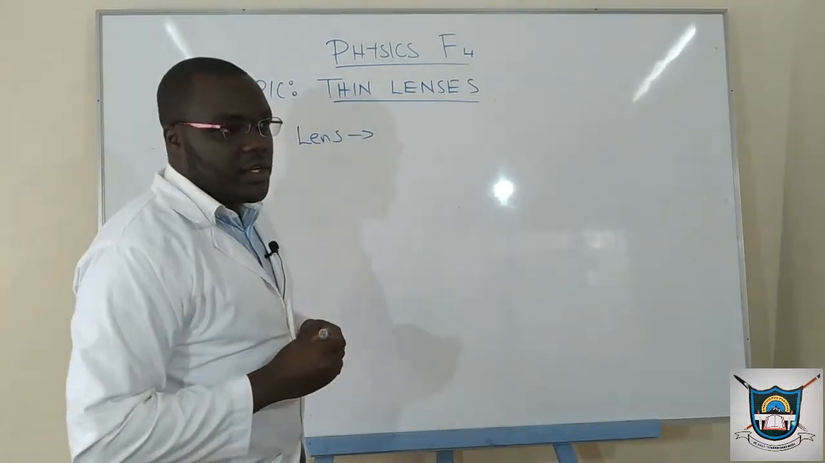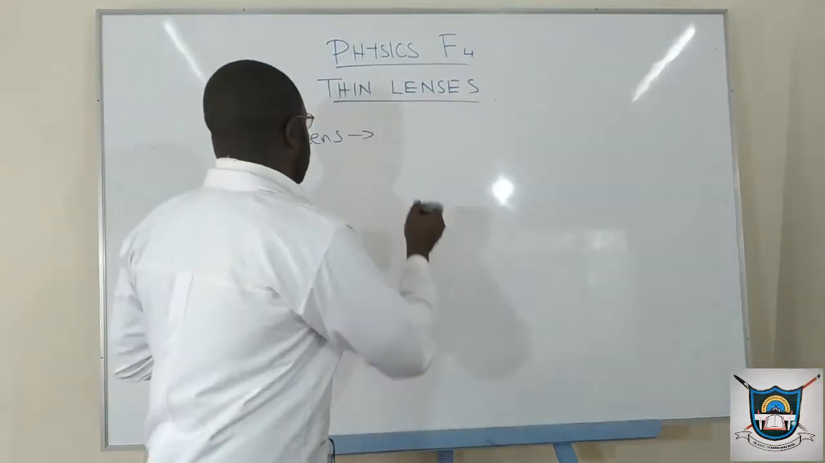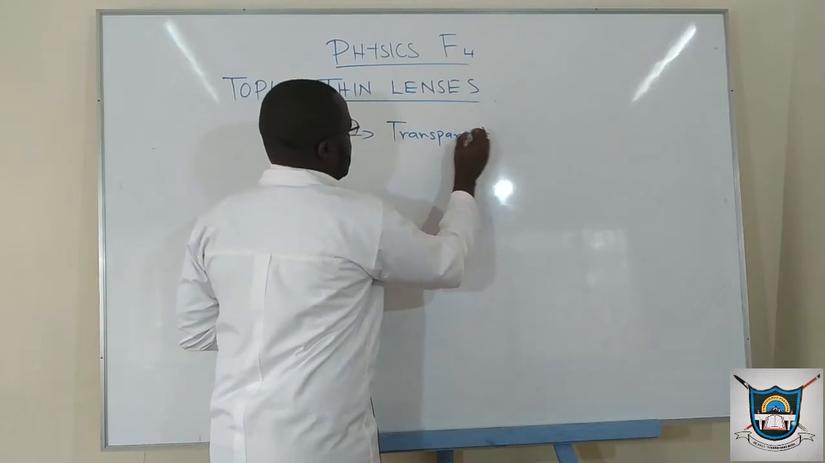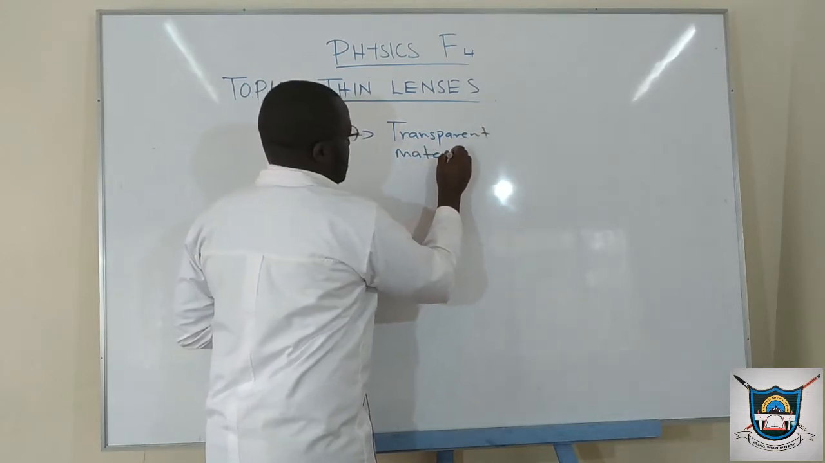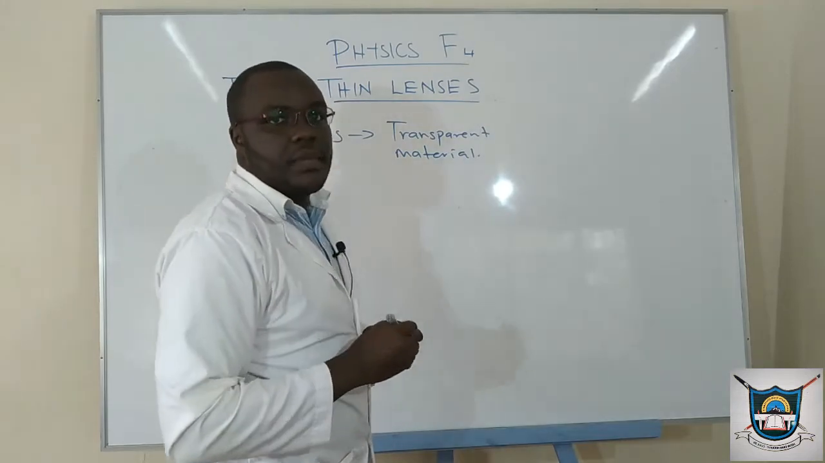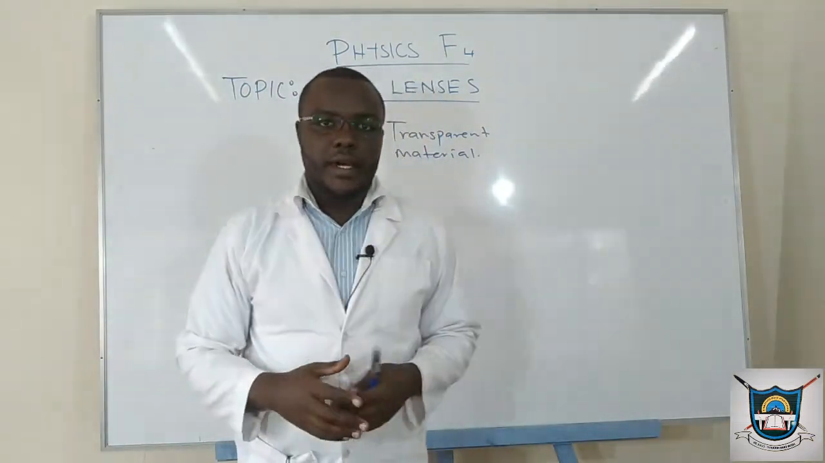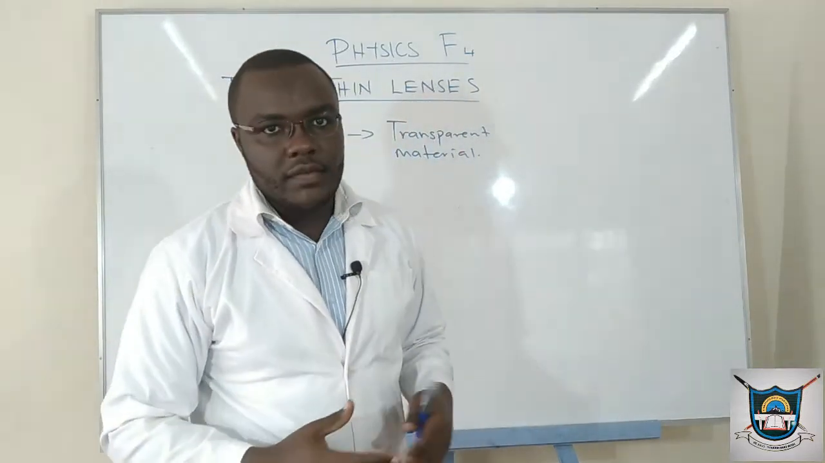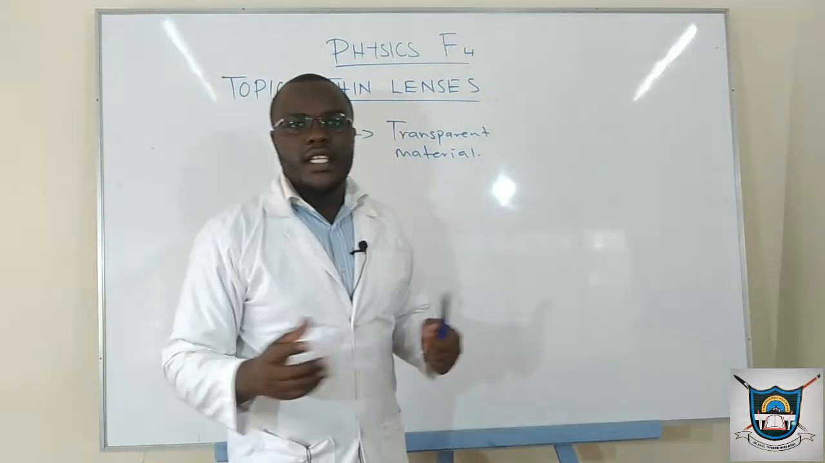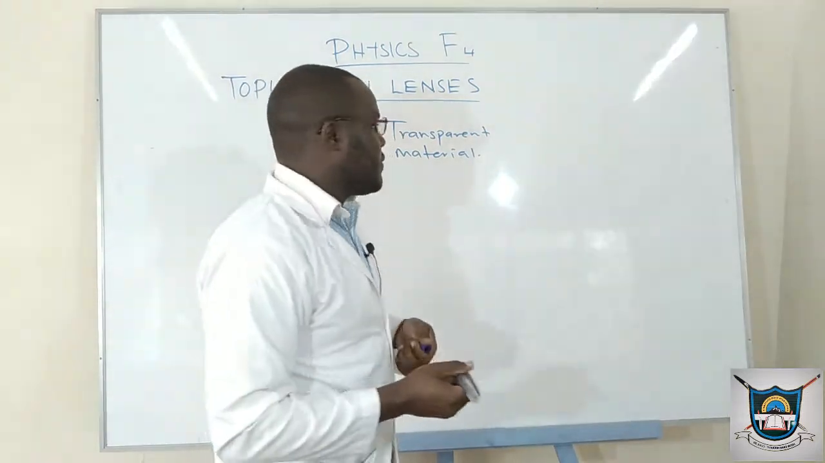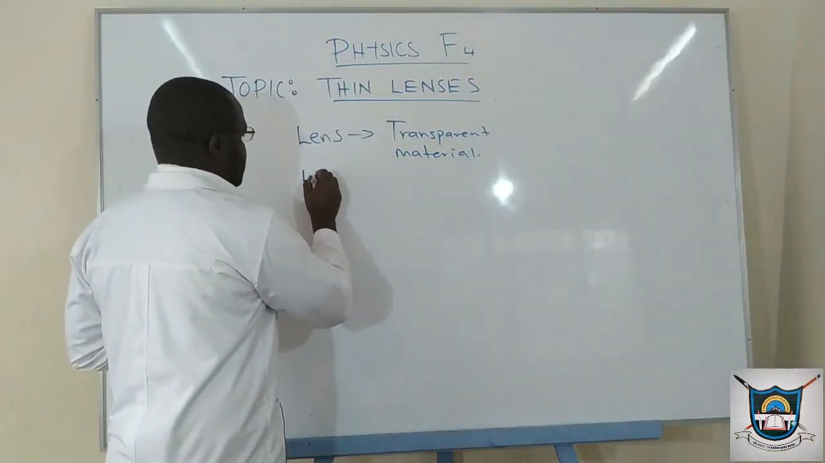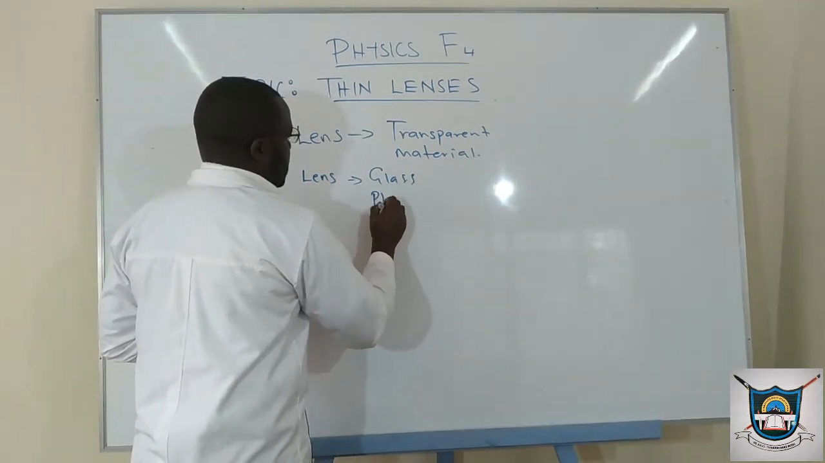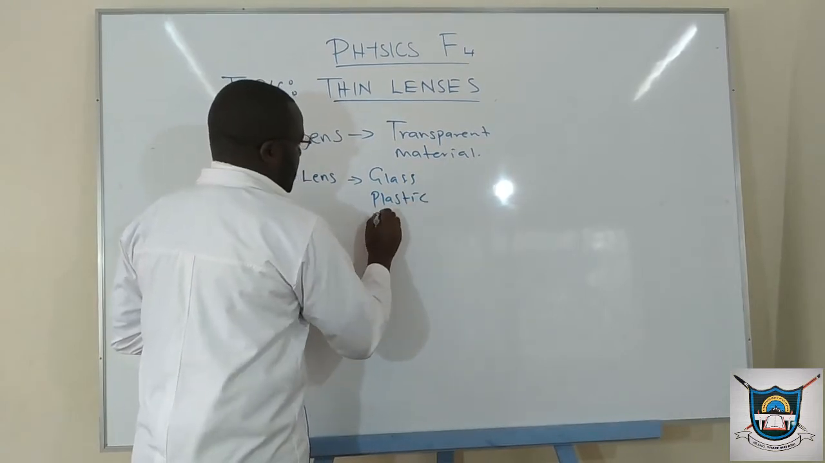Now, we know or we have seen lenses. A lens is an object that is made of a transparent material. We know that material can be grouped into three categories: transparent, opaque, and translucent. Now, if the material is transparent enough, it makes what we call a lens. Lenses can appear in very many formats. For example, lenses can be made of glass, plastic, or perspex.